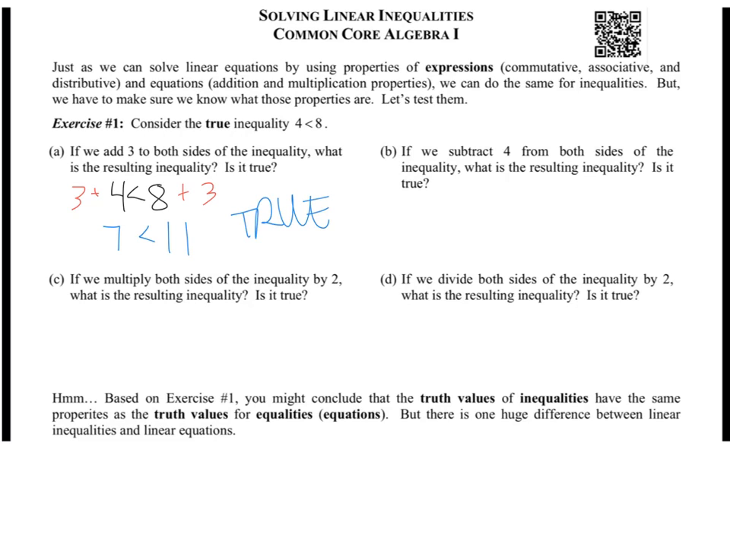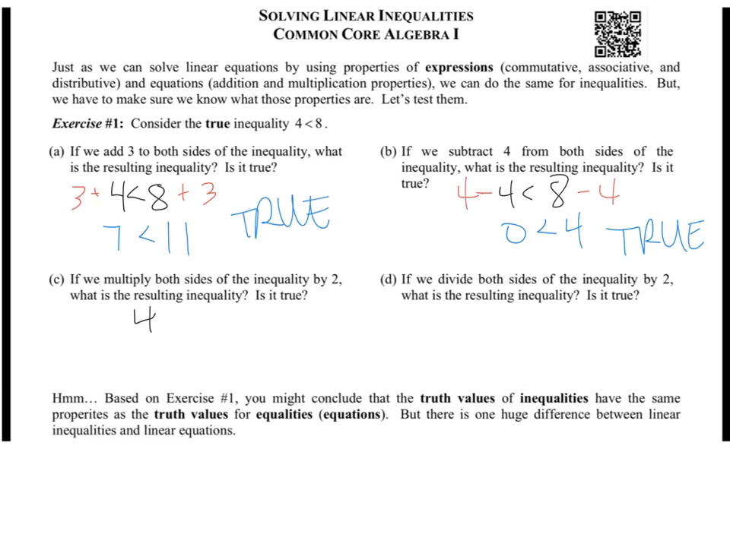If we subtract 4 from both sides of the inequality, what's the resulting inequality? So let's do our 4 is less than 8, and this time we're going to subtract 4. So now I have 0 is less than 4. Yes, it's still true.